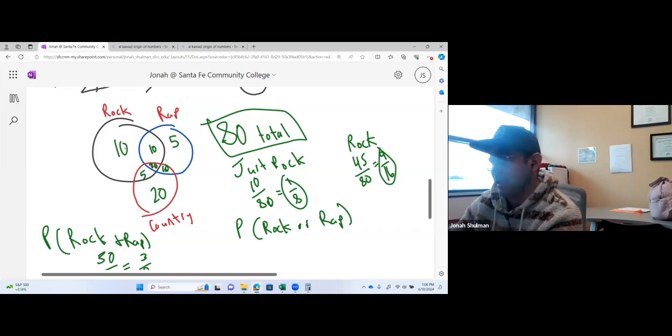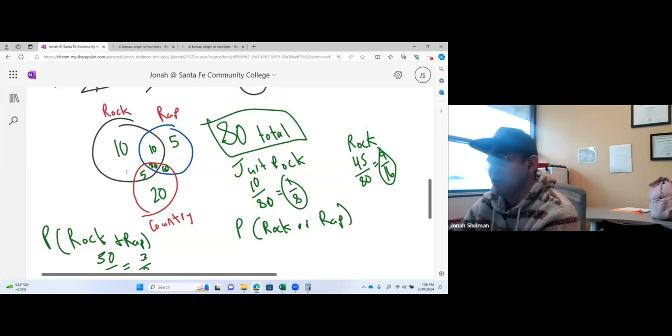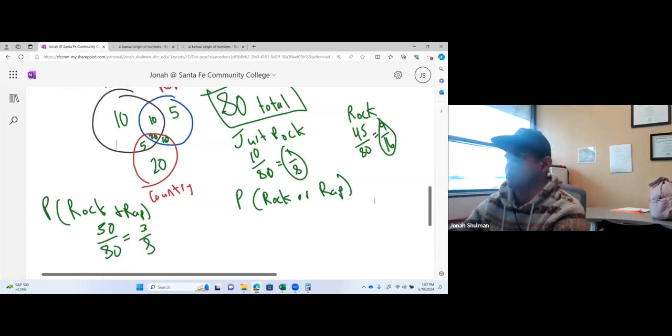Now, if I count everybody in this circle and everybody in the black circle and everybody in the blue circle, I'm going to double count the middle. You get what I'm saying? So if I count everybody in this one and everybody in this one, I'm double counting the middle. So that's why it's minus the middle.